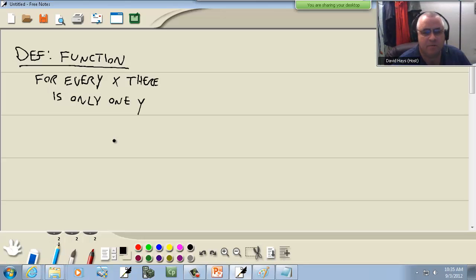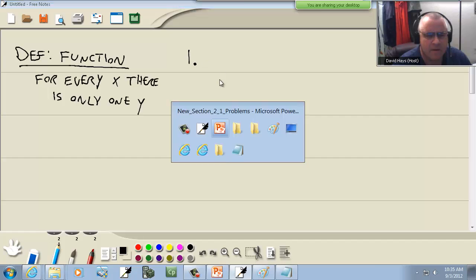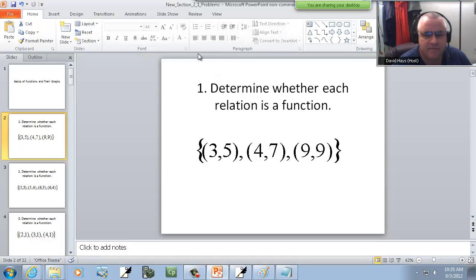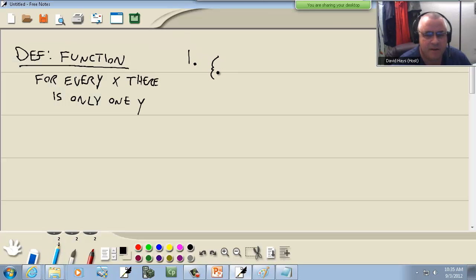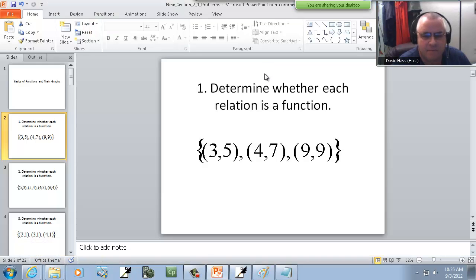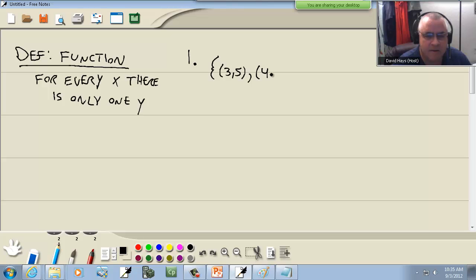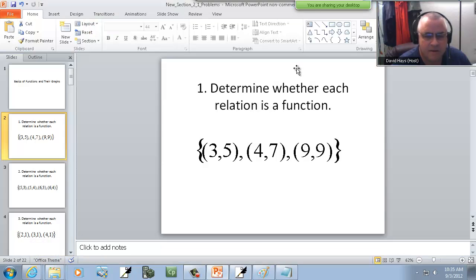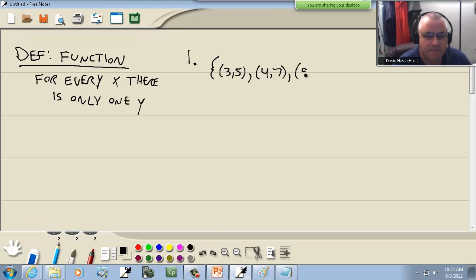Let's look at our first problem here. It says determine whether each relation is a function. We got 3, 5, 4, 7, and 9, 9. So basically given 3 points. Let's create a mapping on this.